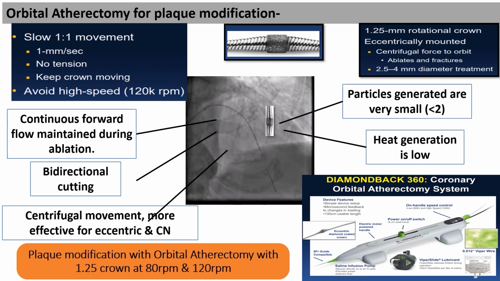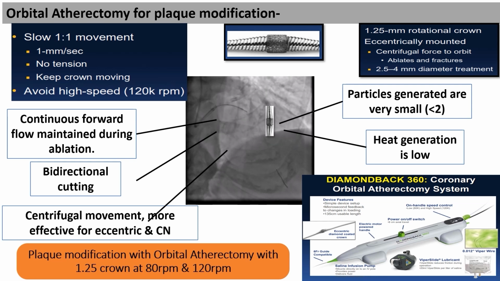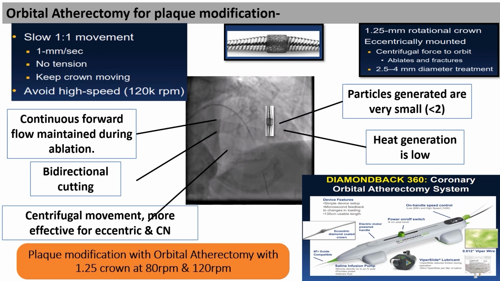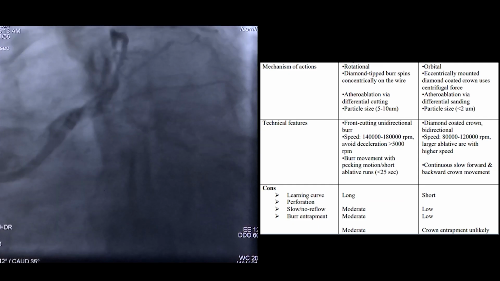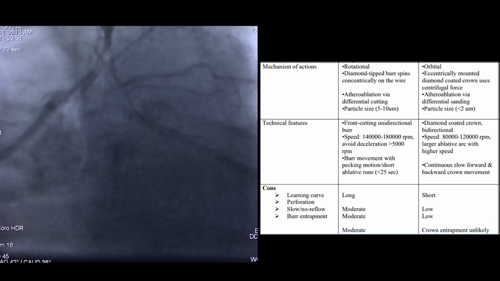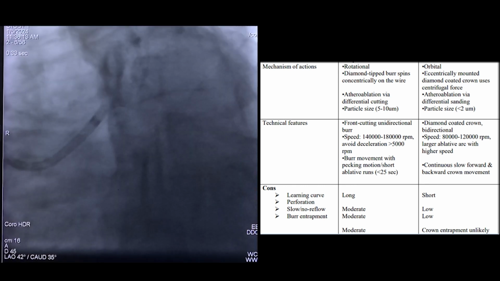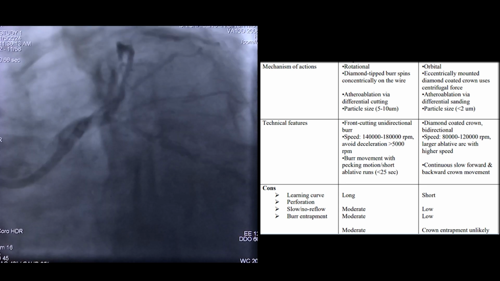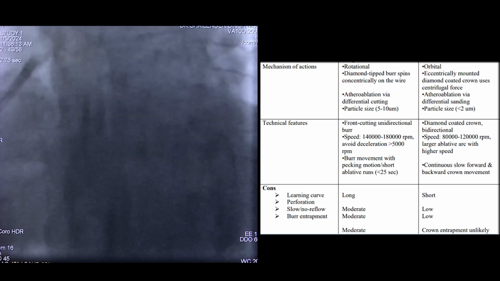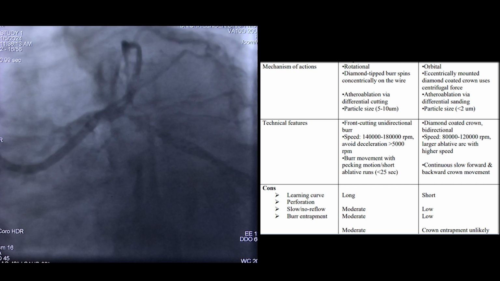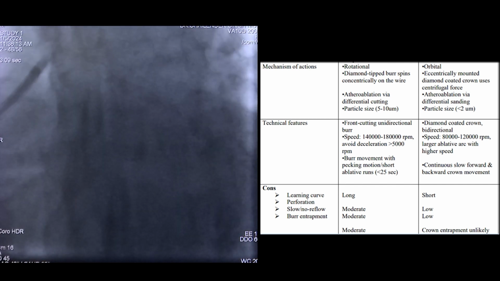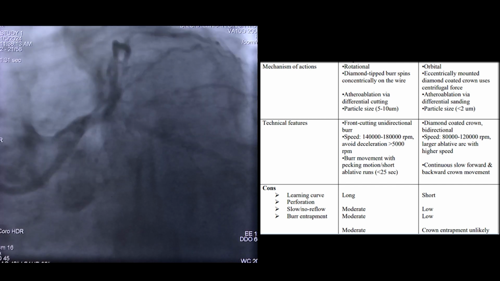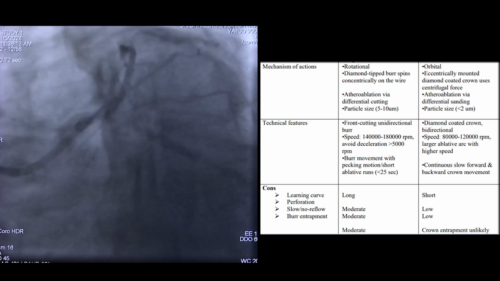So particle generation is very small, 2 microns versus 7 to 10 microns, and during cutting there is a continuous forward flow in orbital, whereas in rota there will not be any forward flow. When you are using the orbital atherectomy, you can do forward cutting and backward cutting, whereas rota only forward cutting. Sometimes it may suddenly jump beyond the lesion and it may cause burr entrapment, dislodgement, stall burr.